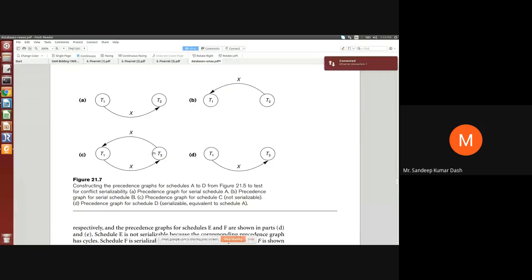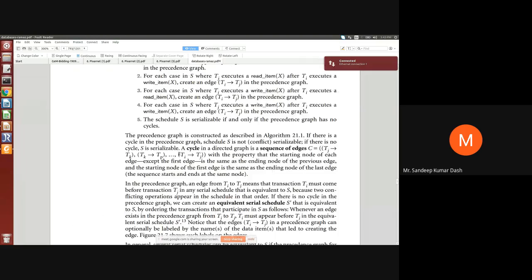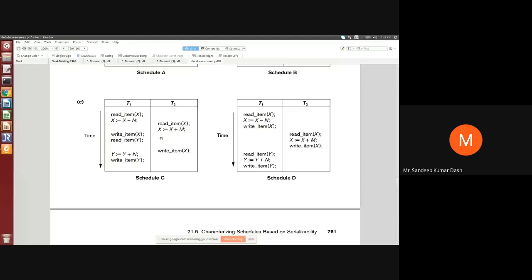Now for schedule C, the graph is like this because read is there, write is there. Here read is there, write is there. Here you see, read write means not only read write, you have to see the data item. These are on the same value, same variable X. So an edge will be from T2 to T1, an edge will be from T1 to T2.